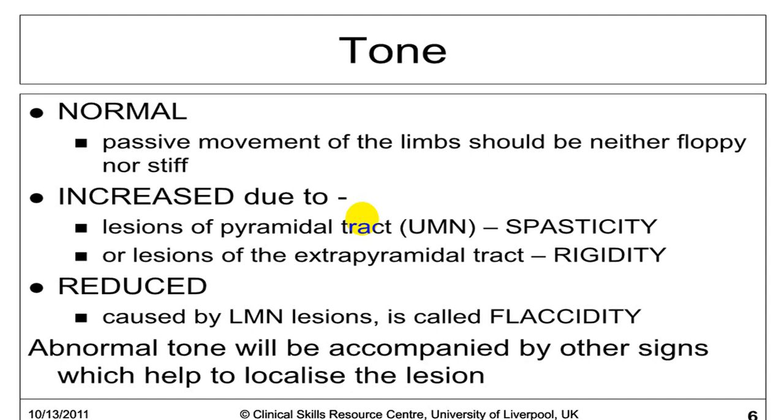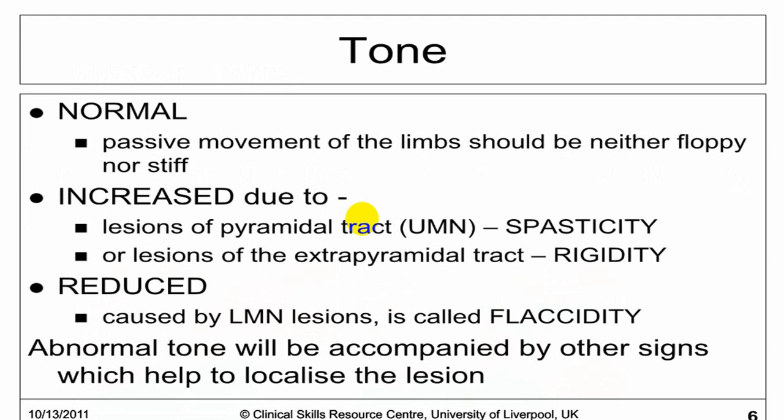And in rigidity, we have two types of rigidity. One we call cogwheel rigidity, and one we call lead pipe type of rigidity. I will be uploading one video lecture, small video clips, showing you all those different types of rigidity, spasticity, etc. And if there is a complete loss of tone, we call it flaccidity. So these are the three common words which will be utilized in tone. Hypotonia, hypertonia, and in hypertonia two, spasticity, rigidity, and in rigidity two, cogwheel and lead pipe.